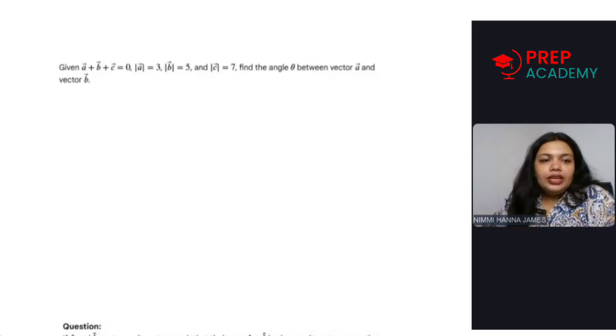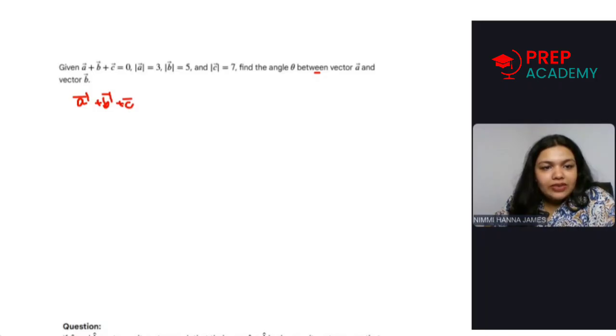Now given a vector plus b vector plus c vector is equal to 0, and the modulus of a, modulus of b and modulus of c are given. We want to find the angle between a and b. So we have a vector plus b vector plus c vector is equal to 0. From that we can write that a plus b is equal to minus c vector, right?